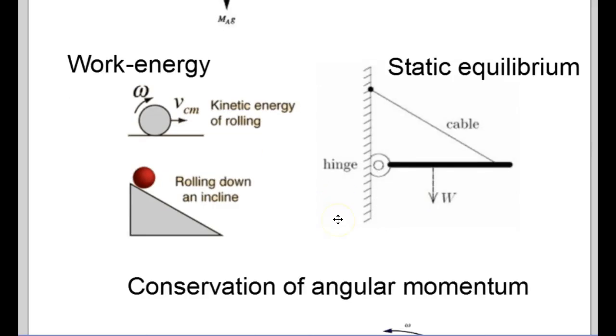Then we're going to revisit work and energy again. So instead of things sliding along a surface or sliding down a ramp, now we're going to have things rolling across a surface or down a ramp. So we'll be doing work and energy again, but we'll have some different expressions that we'll use for our rolling objects. We've seen things in equilibrium before, like a balance of forces, but now we're going to have a balance of forces and a balance of torques.